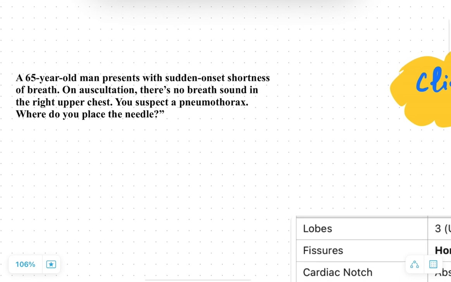A 65-year-old man presents with sudden onset of shortness of breath. On auscultation there are no breath sounds in the right upper chest and we suspect a pneumothorax, that is air in the pleural cavity. So where do you need to place the needle? To do this needle thoracocentesis, we have to know the clinical anatomy of the lung.